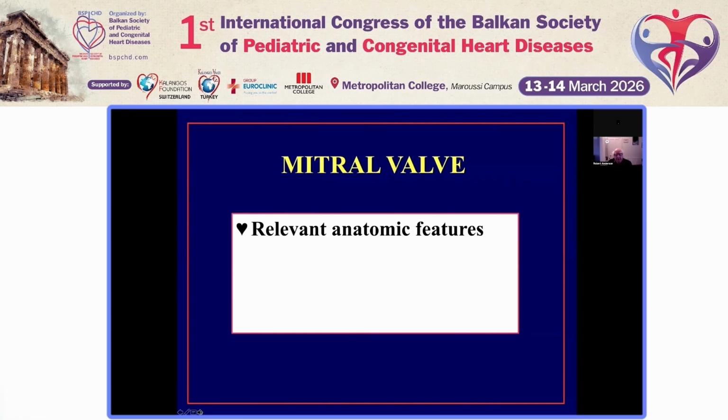Person for the Congress, but hopefully I can share with you my anatomic insight and give you an idea of, in this instance, the anatomy of the mitral valve. So what I'm going to discuss with you is the relevant anatomic features, and I'm going to do that in terms of the valvar complex.